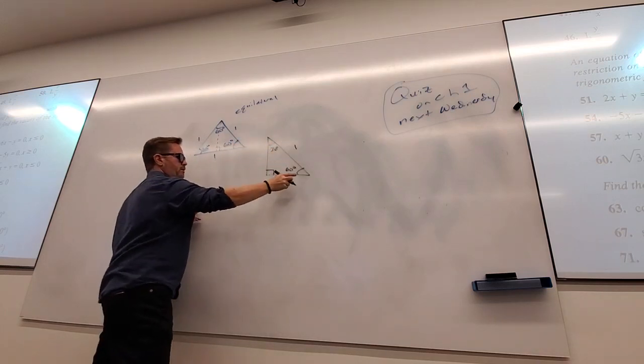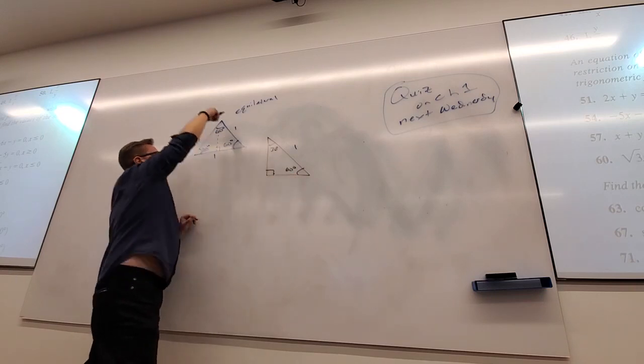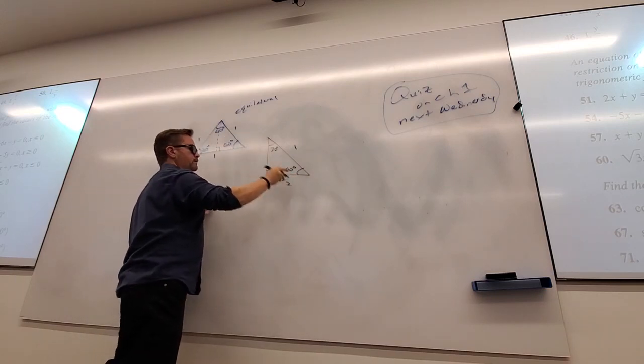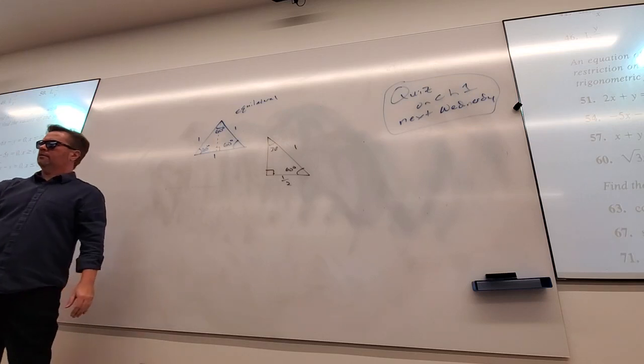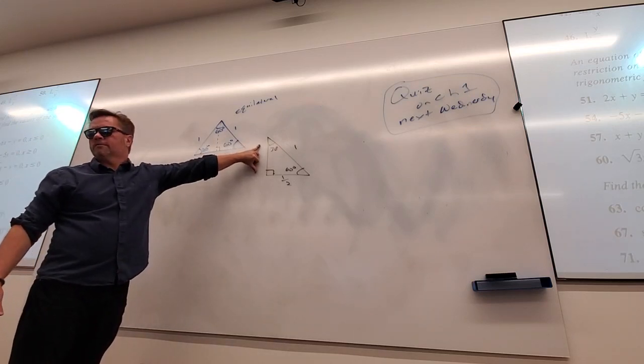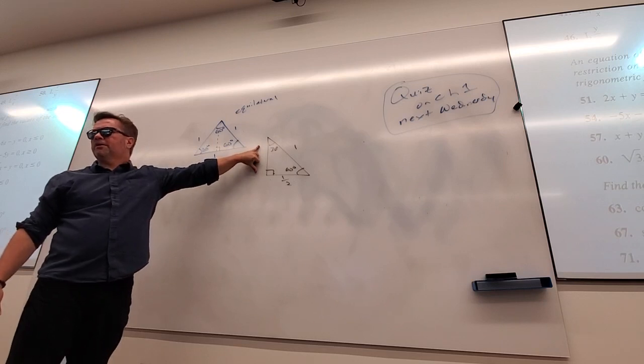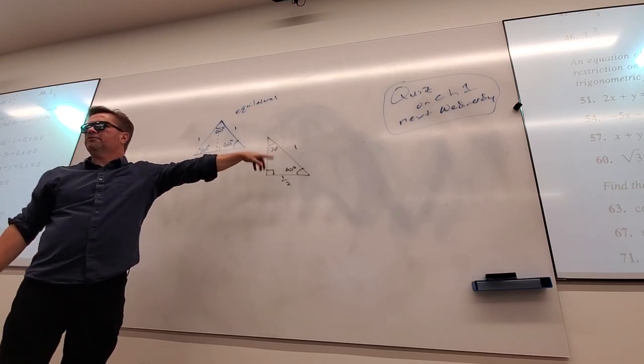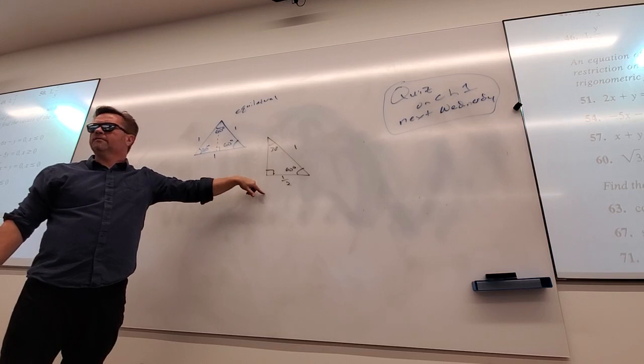And this was how long? 1. Can anyone tell me how long this is? 1/2. Exactly, because of symmetry, it goes right in half. Do we know how long this is? Come on, you guys are better. What kind of triangle? Right triangle. Do I know 2 sides? Yeah.